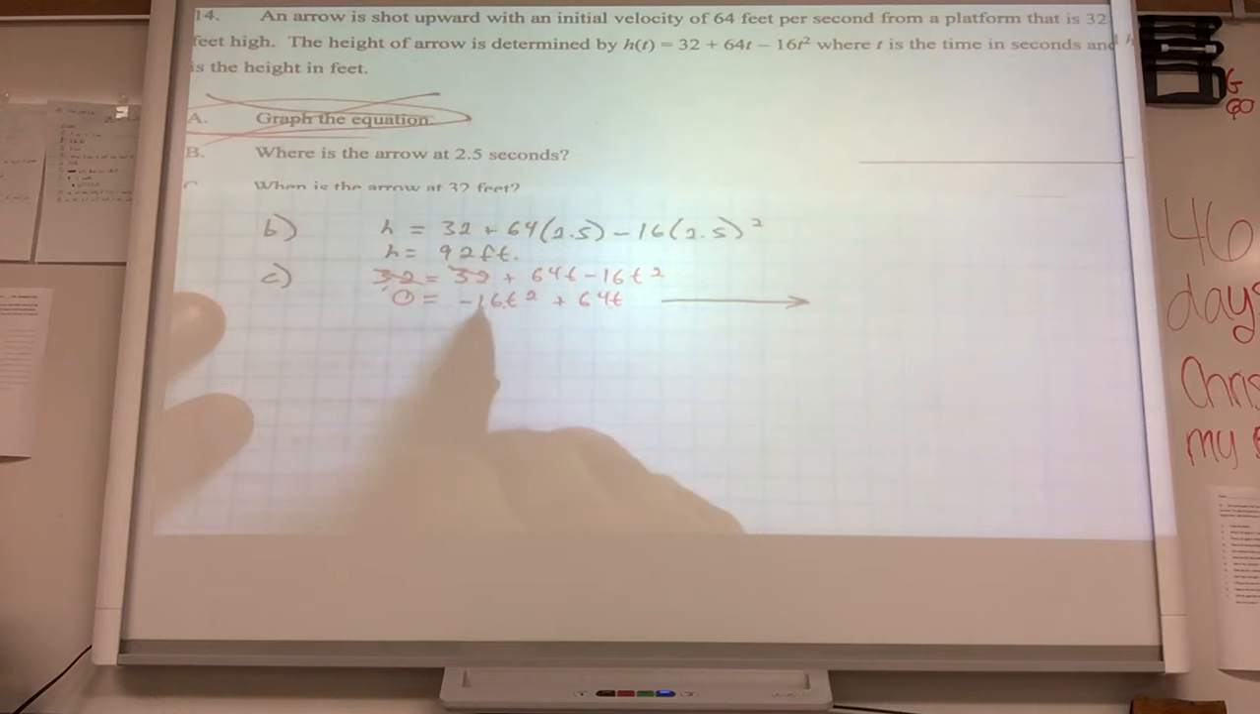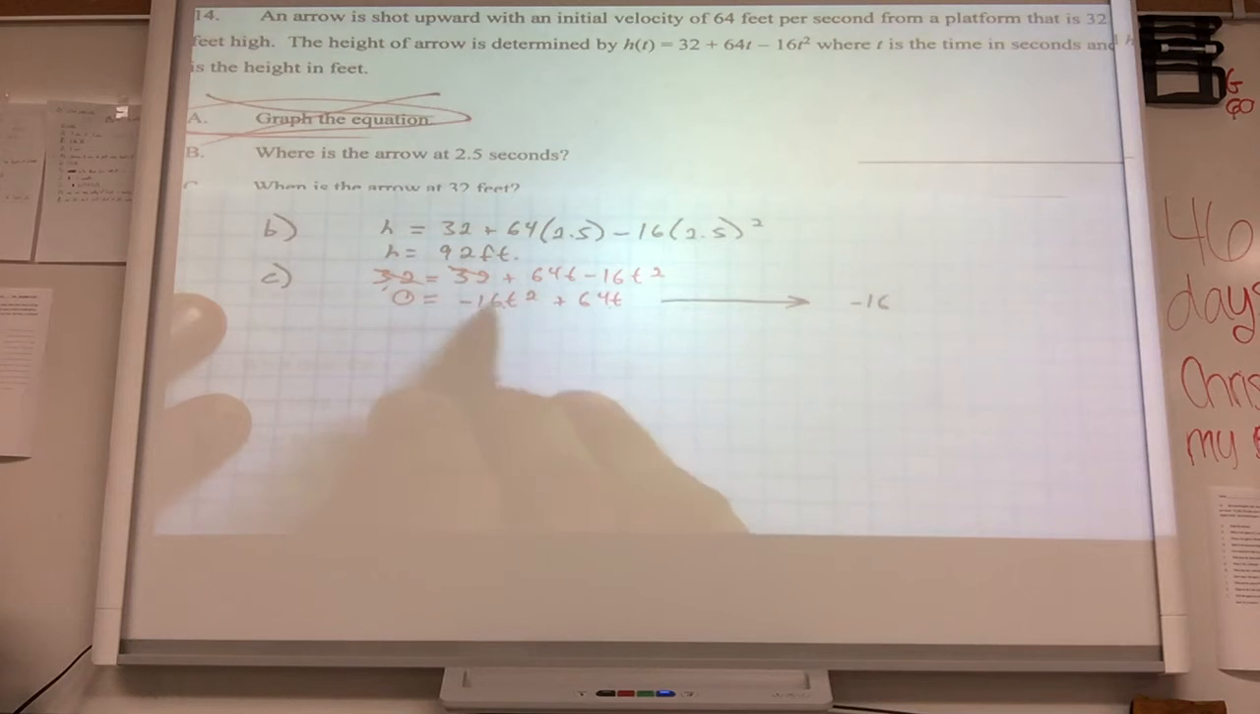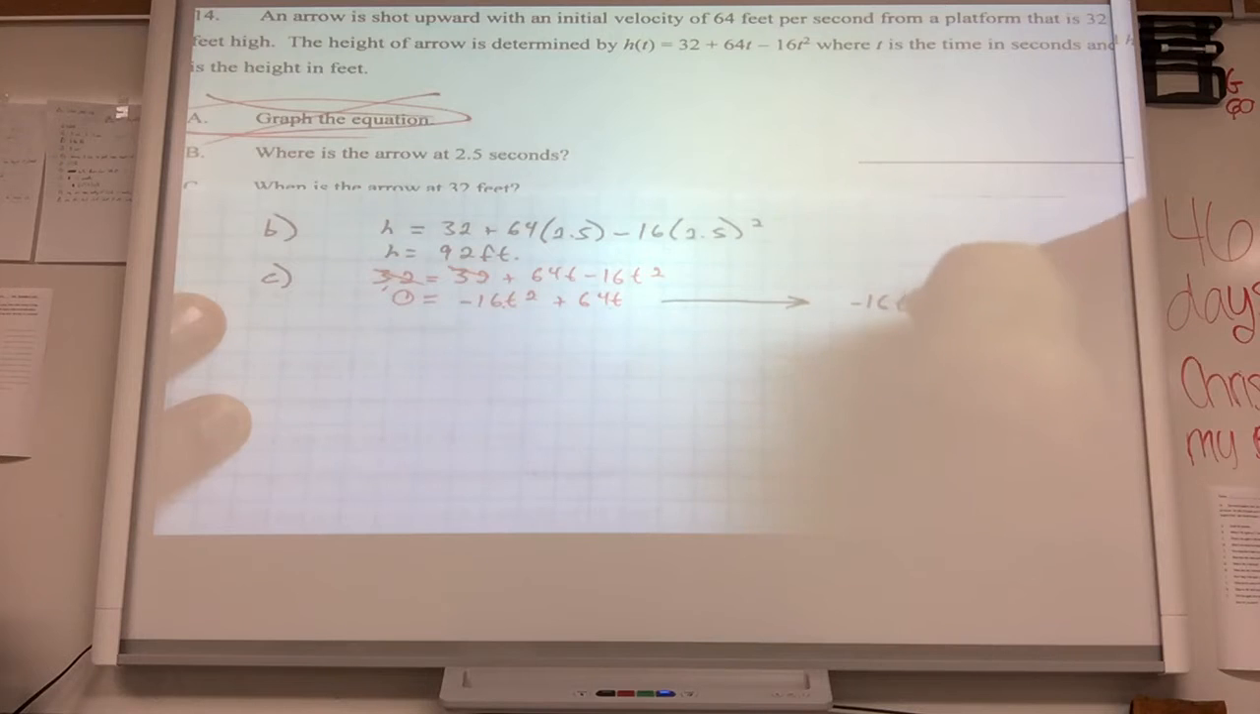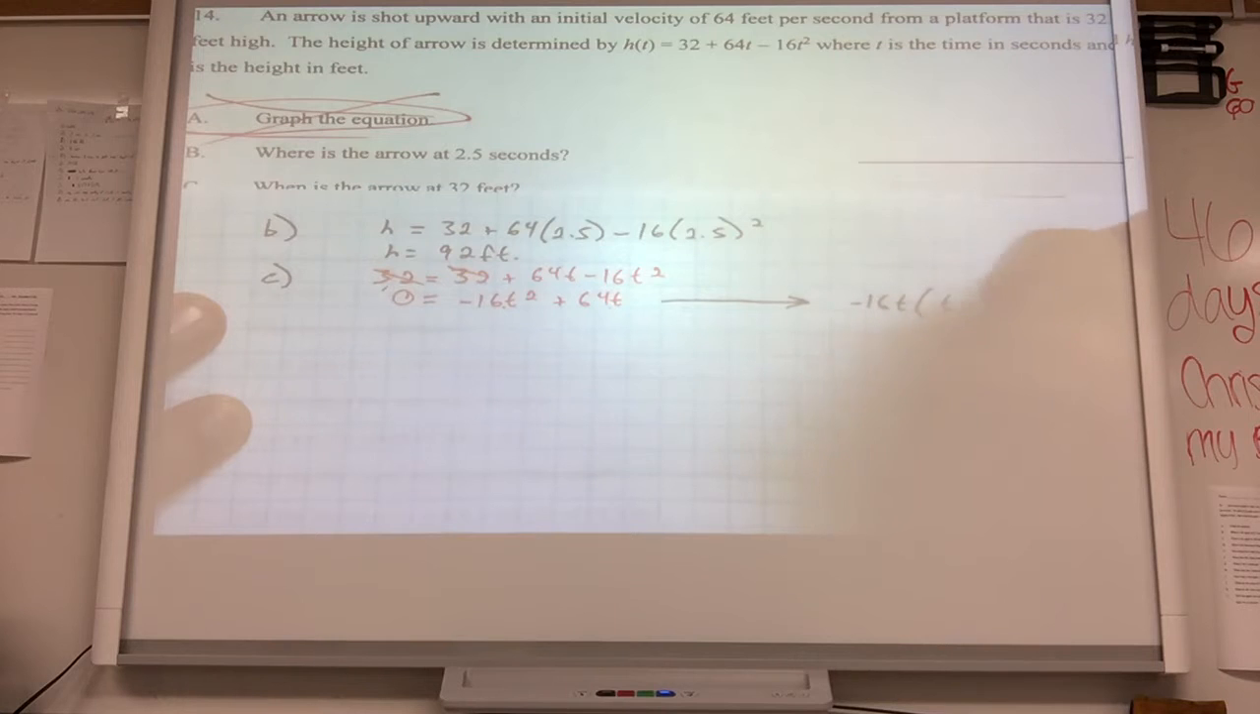If I wanted to factor this, I would notice that 64 and 16 can both be divided by 16. So I'm going to divide negative 16 out of this. Also, they both have a t that they can give. So I'm going to divide negative 16t out of both of these terms. That's going to leave me with the left term simply just a t, and on the right term a minus 4, and that equals 0. And if I'm going to multiply negative 16t by t minus 4, the only two ways I can get 0 is if t equaled 0 or t equaled the opposite of 4.